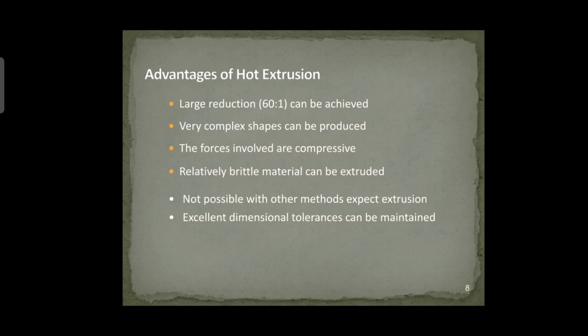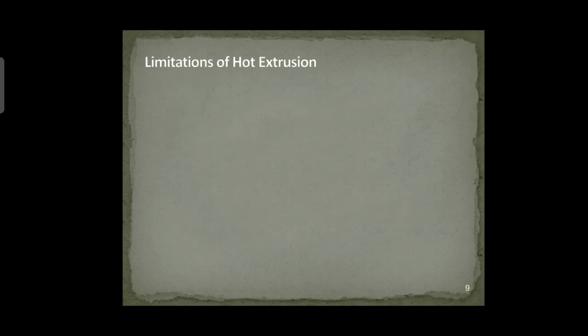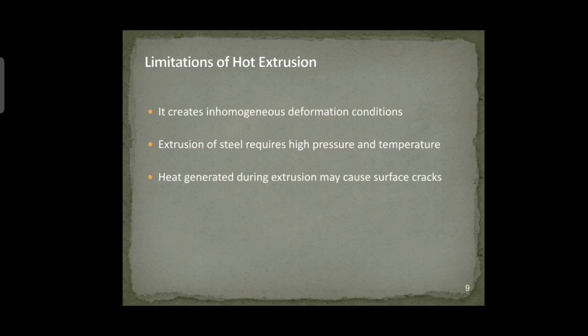Also, here we can get excellent dimensional tolerances maintained, with a very high surface finish. And some of the limitations or disadvantages you can go through. One thing is that extrusion of steel requires high pressure and temperature. We have already discussed that. It is a ferrous alloy, so it requires more temperature and more compressive force has to be applied.